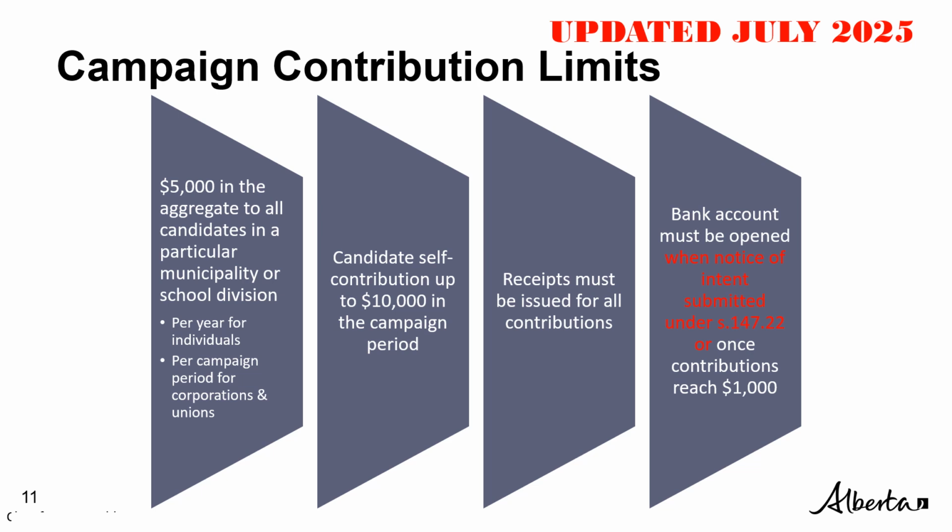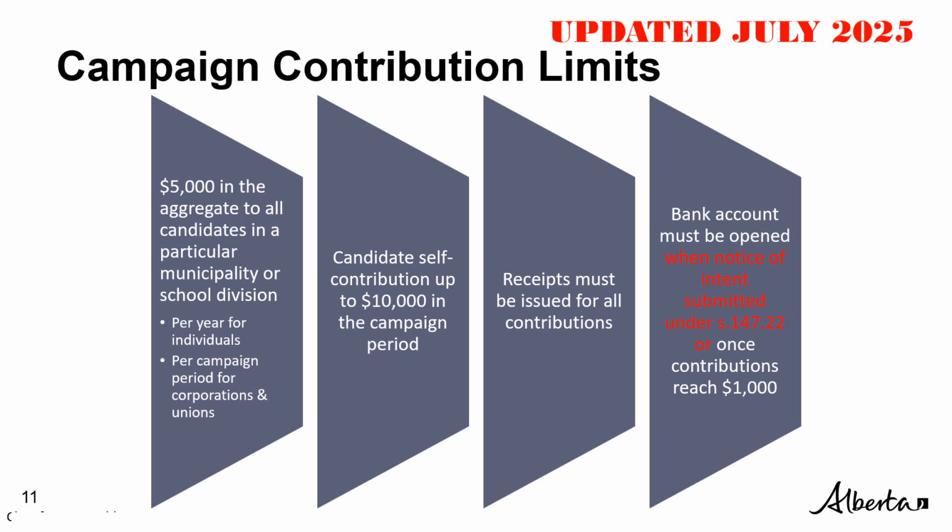In a calendar year during the campaign period of a general election, contributions made by an individual ordinarily resident in Alberta shall not exceed $5,000 in the aggregate, which means in total, to all candidates in a local jurisdiction. Contributions by a corporation other than a prohibited organization, by an Alberta trade union, or by an Alberta employee organization shall not exceed $5,000 in the aggregate to all candidates for election during the 4-year campaign period.